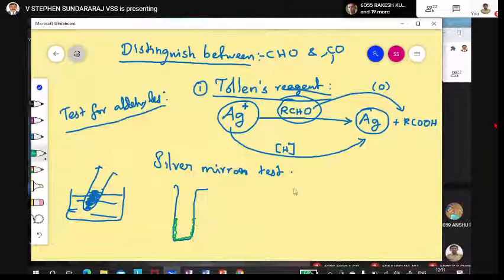This silver deposit is like the mirror we use for seeing our face. In that mirror, silver deposits and some silver compounds are there. So since the silver deposit is there, it will look like a mirror with a silver grey, metallic silver deposit inside. So we call it the silver mirror test. Okay, this test will not be shown by a ketone. Can anyone tell me why?